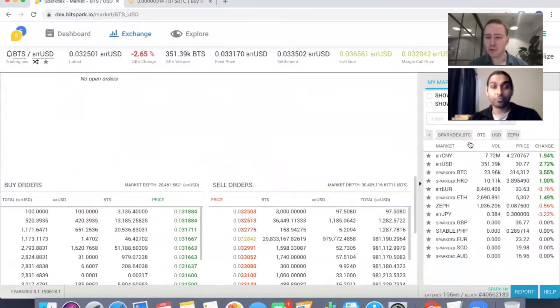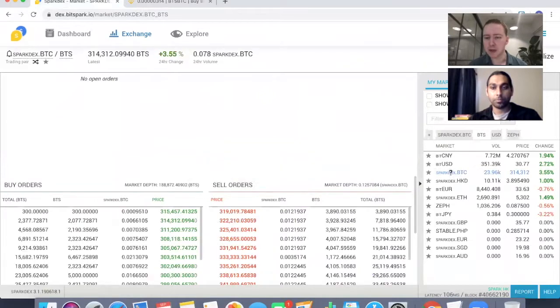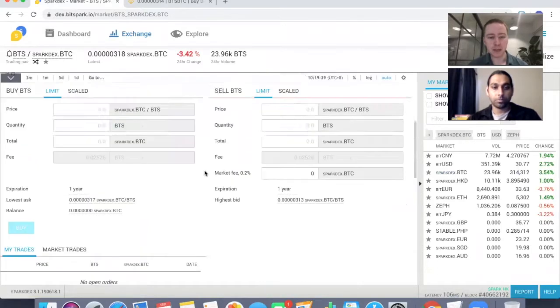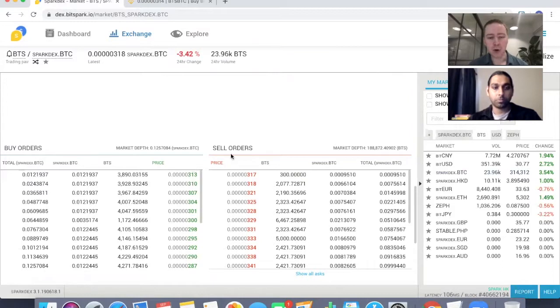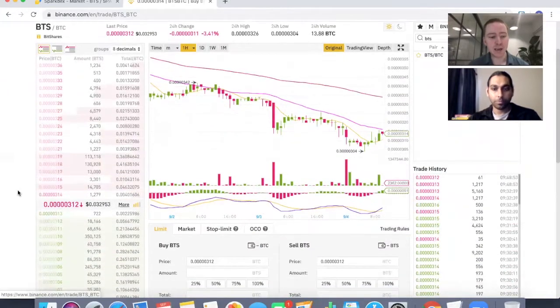So let's just switch over to the SparkDex BTC market, which is more accurately represented from the Binance perspective. We can see here we've got some of our trades happening, we've got an order book, and we've got the amount of Satoshis for a bid share. So essentially we've got 313 on the bid and 317 on the ask. And we can see here that, again, we've got 313 on the bid on Binance, and we've got 314 on the ask. So essentially, one opportunity here might be that you can see there's only 722 BTS available.